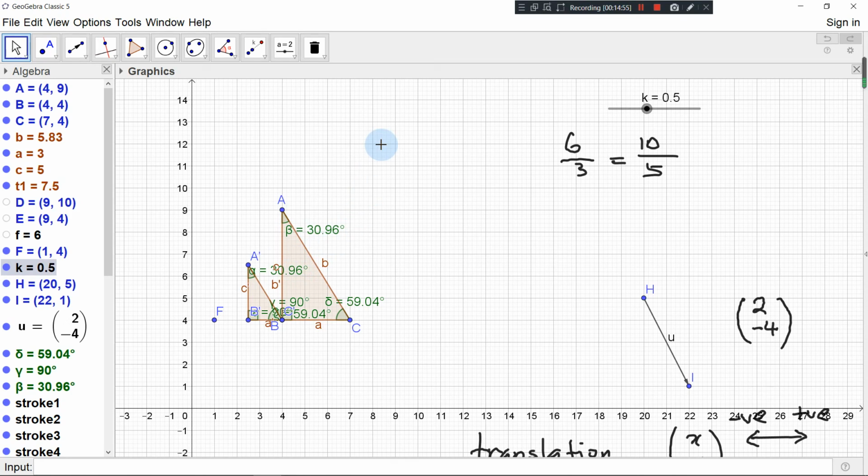So now you just need to focus on translations. This number tells you how many steps to move to your right-hand side or to your left-hand side. This number tells you how many steps you are going to move up or down. And then I also showed you reflections. You have an axis of reflection, you need a mirror, and then for rotation you need a center of rotation.